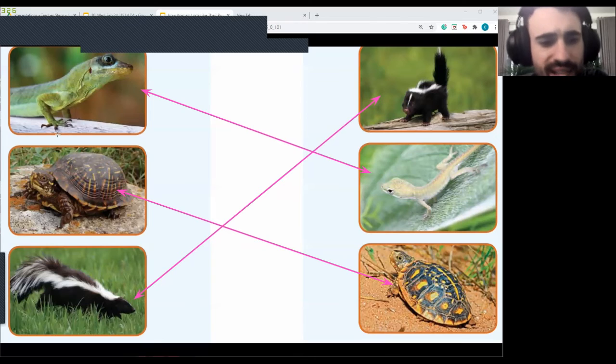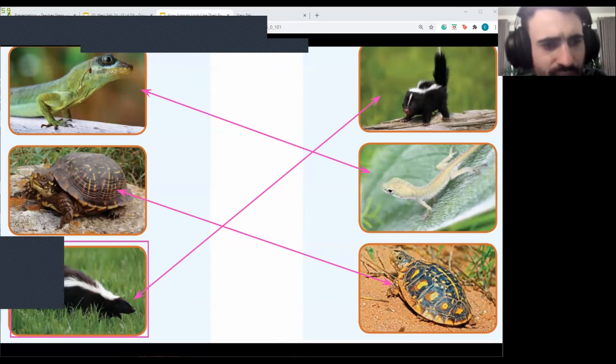So let's talk about the final animal. Does anyone know what this is called? This is a new animal. We have not learned about this yet. Raise your hand if you know what this is called. I'm going to lower everyone's hand. Does anyone know what this animal is called? Raise your hand on Zoom if you think you know.